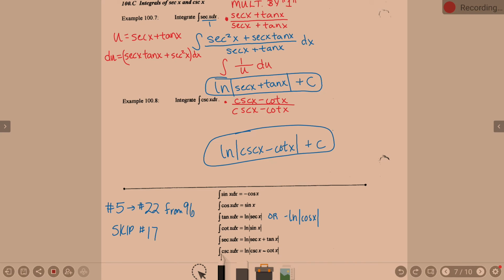Okay, your information is written off to the side. Number 5 becomes number 22 from 96, and skip 17.